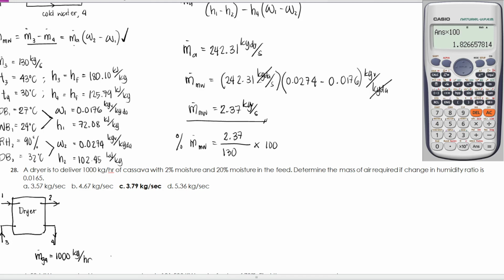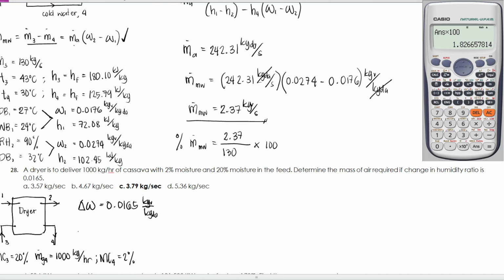Tapos, meron siyang moisture content at 0.4 din na 2%. Okay? While dun sa feed, which is at 0.3, ang moisture content naman niya ay 20%. So, hindi tayo magkakamali dyan ha. Dapat kasi paglabas ng dryer, mababa ang moisture content. So, ang hinahanap is the mass of air if ang change ng humidity ratio ay equal sa 0.0165 kilograms of vapor per kilograms of dry air.